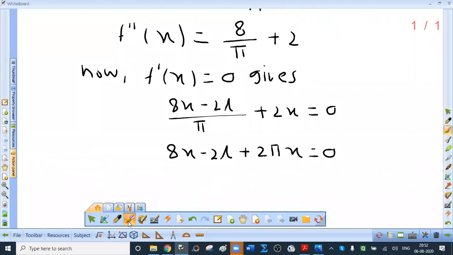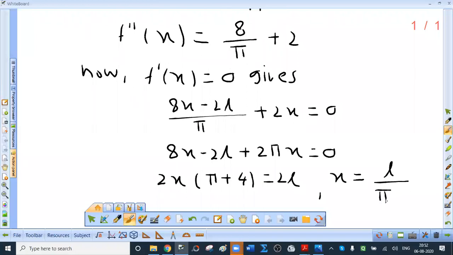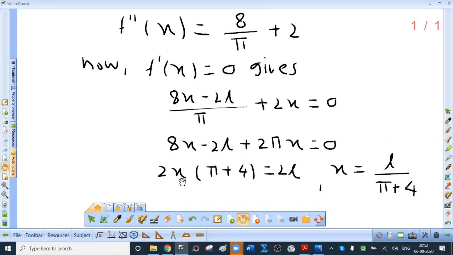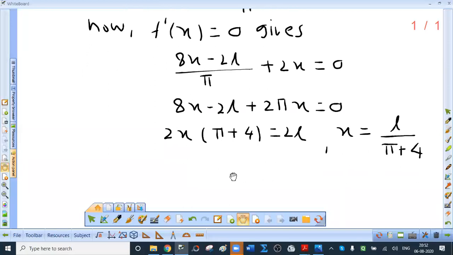Now I can take 2x common. Okay. So what I get is pi plus 4, is it? Yes, equal to 2l. So what is x? X comes out to be L upon pi plus 4. Just check this. What is x? It is L upon pi plus 4. Now at this point tell me second derivative is positive or not? Yes, it is always positive.